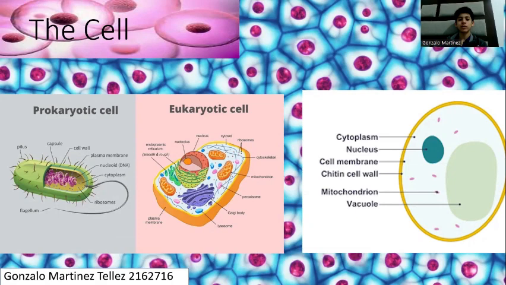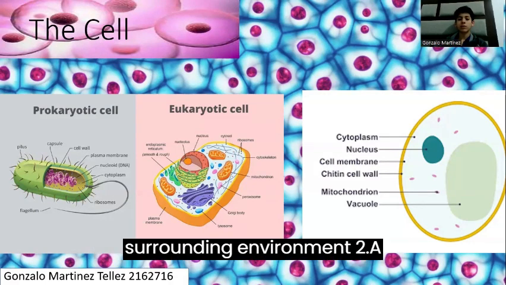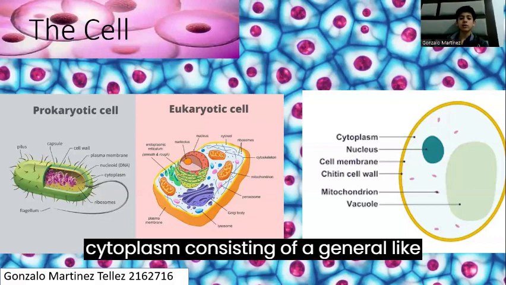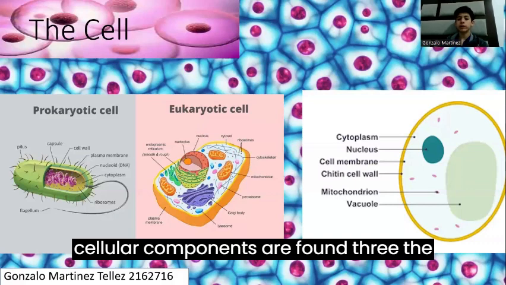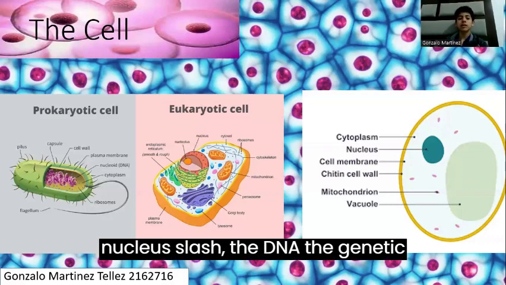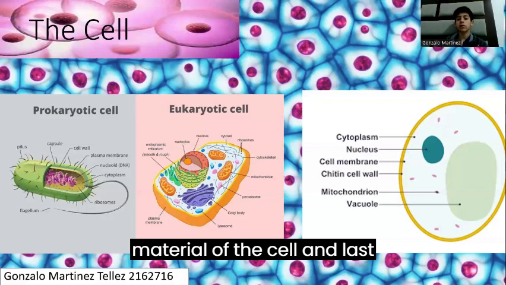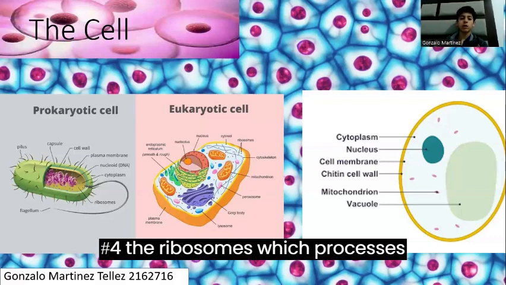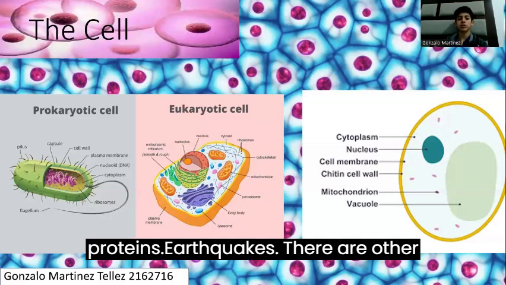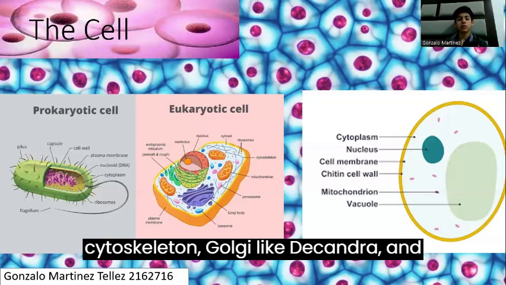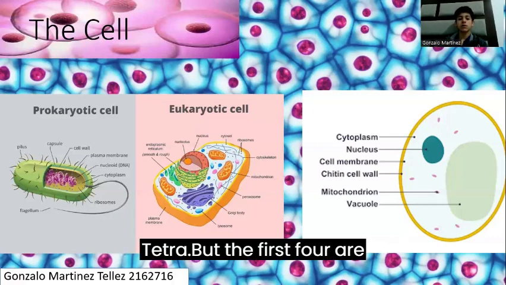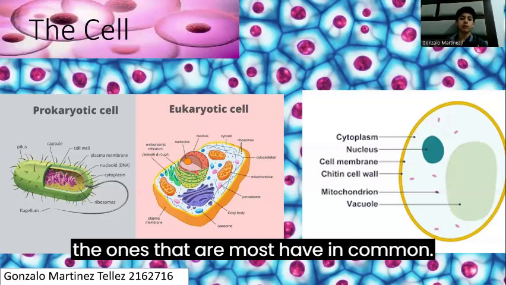four things in common. Number one, a plasma membrane, an outer covering that separates the cell's interior from the surrounding environment. Two, a cytoplasm, consisting of a gel-like region within the cell in which other cellular components are found. Three, the nucleus or the DNA, the genetic material of the cell. And last, number four, the ribosomes, which process the cell's genetic instructions to create proteins. Of course, there are other important parts, like the cytoskeleton, Golgi, mitochondria, etc. But the first four are the ones that most cells have in common.